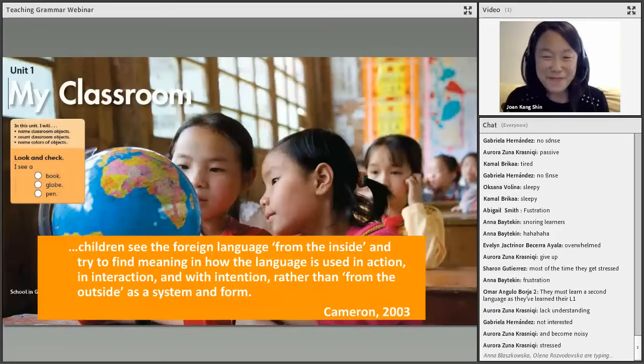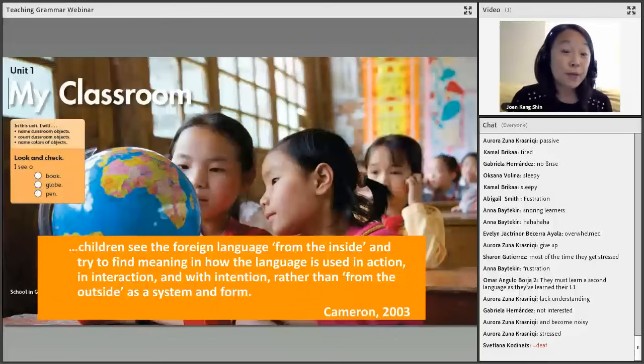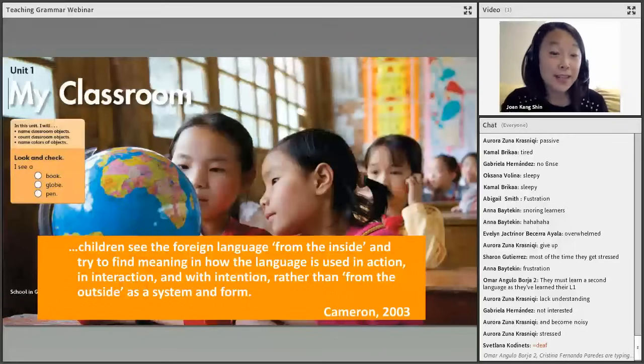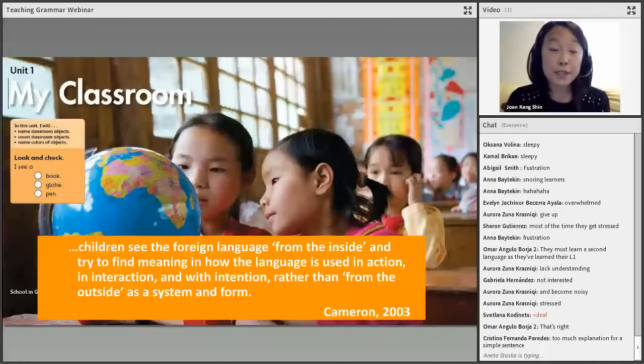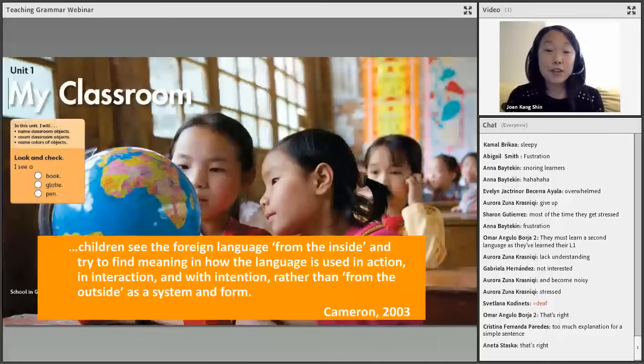And so, Lynn Cameron said it best when she wrote, "Children see the foreign language from the inside and try to find meaning in how the language is used, in action, in interaction, and with intention, rather than from the outside as a system and form." So that system and form is what we're talking about when we talk about grammatical explanations, right? They're learning it from the inside.